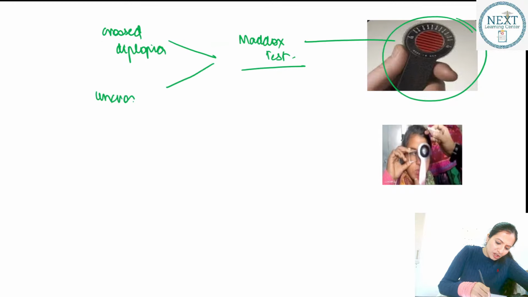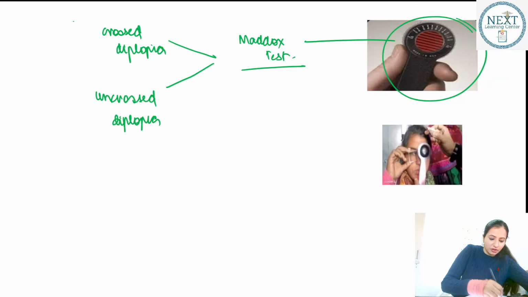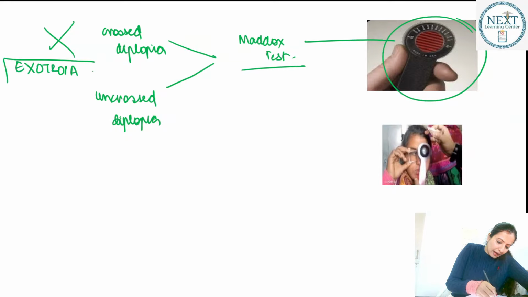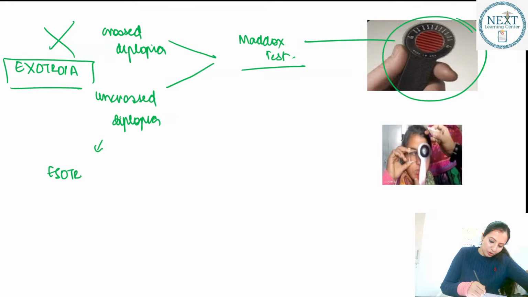So in which condition do we see crossed diplopia? Draw a cross like this. It is seen in exotropia. And if you talk about uncrossed diplopia, this is seen in esotropia.